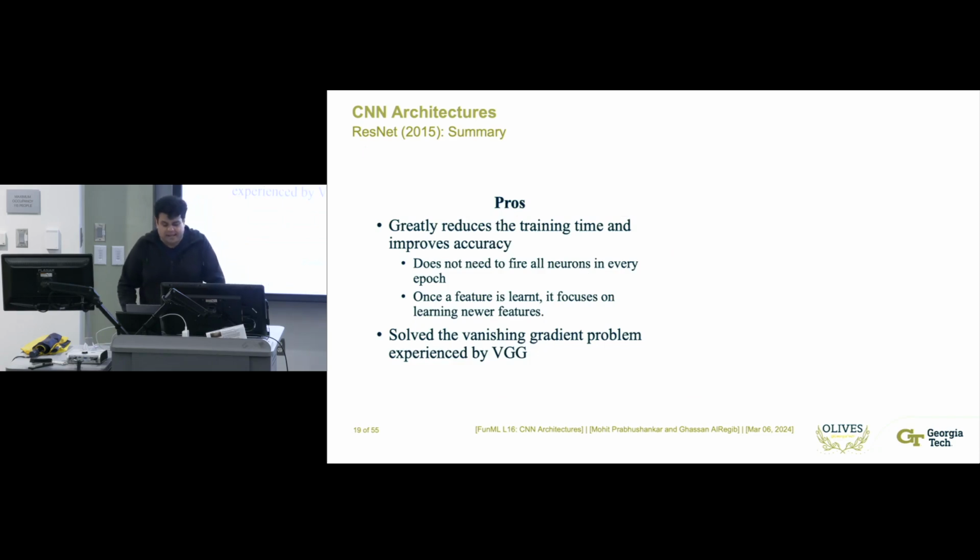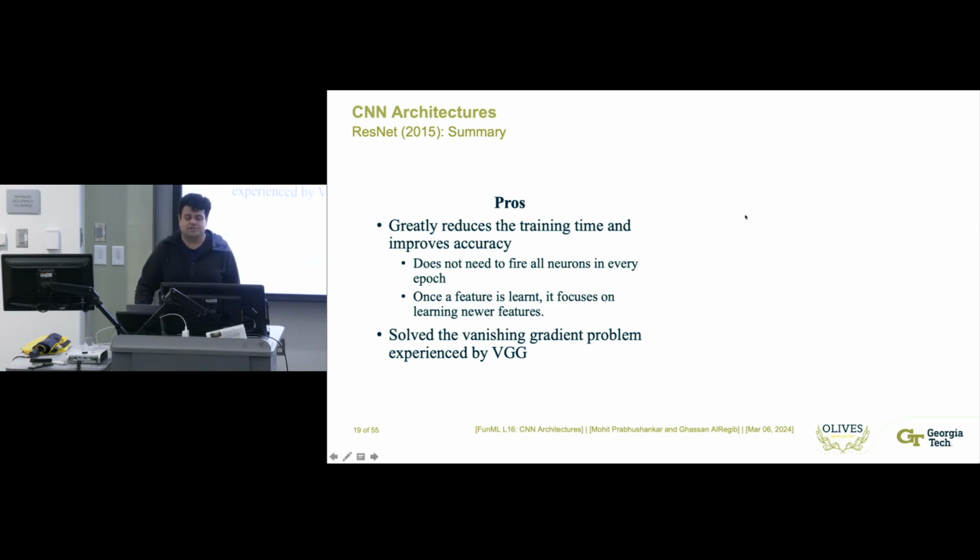All right, so regarding the pros of ResNet, it greatly reduces training time and improves accuracy. It does not need to fire neurons in every epoch, and once a feature is learned, it focuses on learning new features. So the vanishing gradient problem that was experienced by VGG is now solved because of the existence of the skip connections within the network itself.